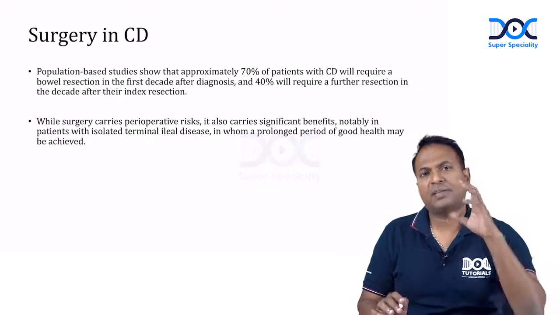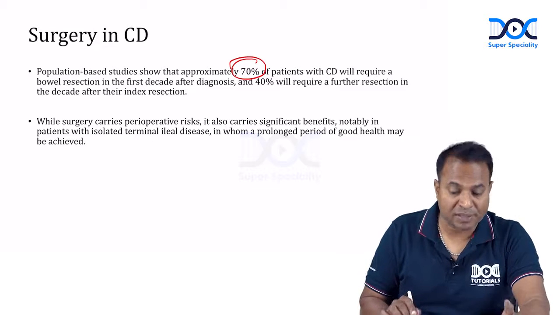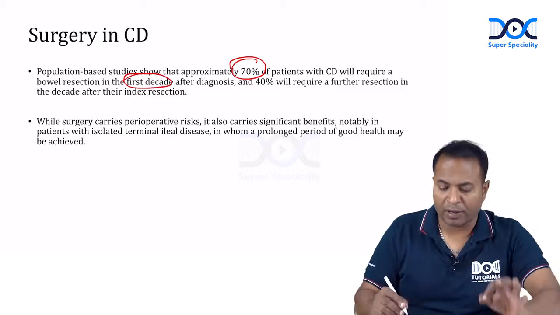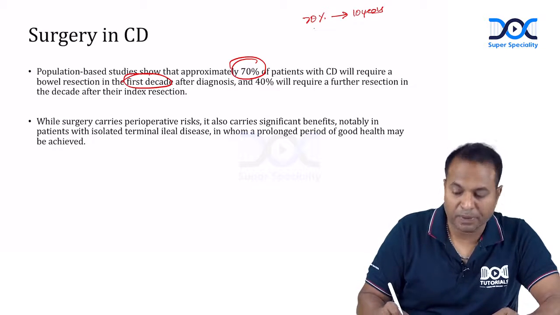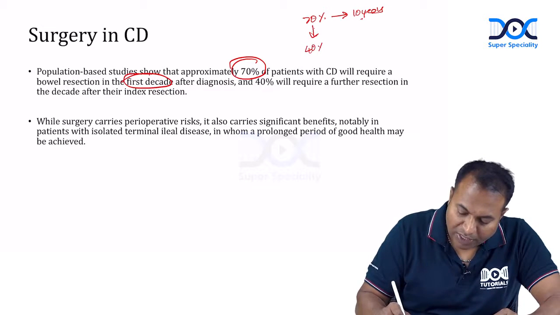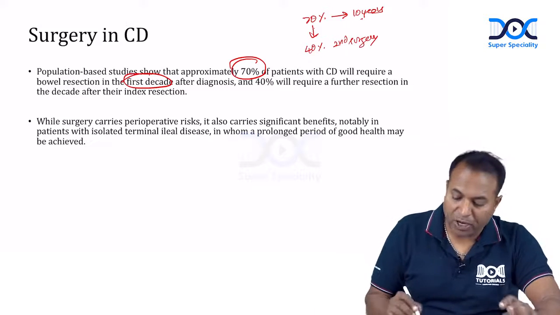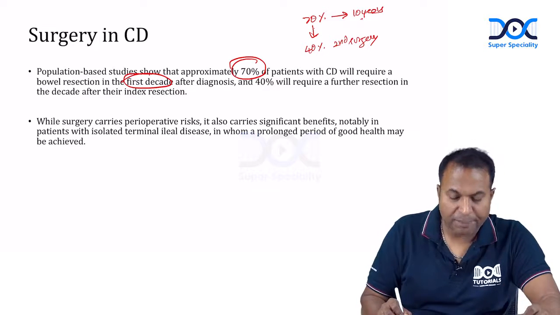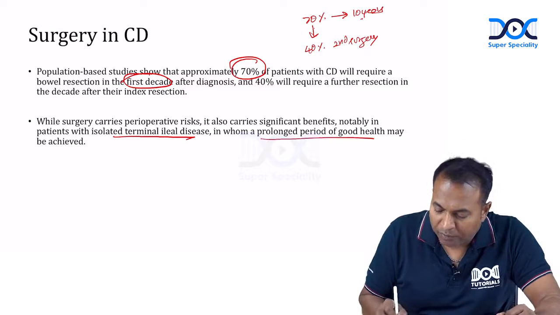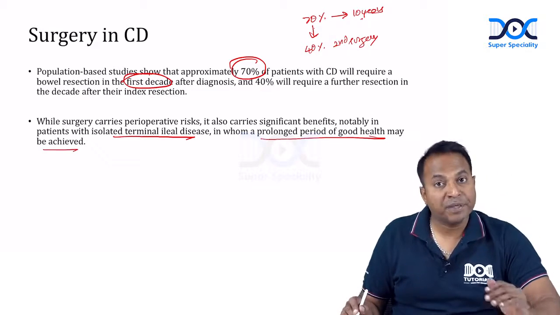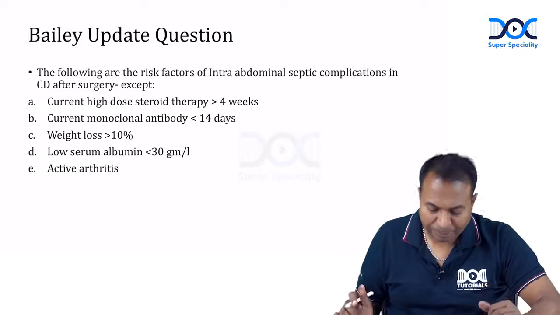Surgery in Crohn's disease, very interesting update here. 70% of the patients with Crohn's disease will require surgery within the first decade. Very, very important. 70% of them will need surgery in 10 years. And of these 70%, 40% will need a second surgery again. While surgery carries perioperative risk, it also carries benefits, especially in isolated terminal ileal disease, in whom a prolonged period of good health may be achieved by surgery. So, surgery is very important. We can do it in isolated terminal ileal disease.